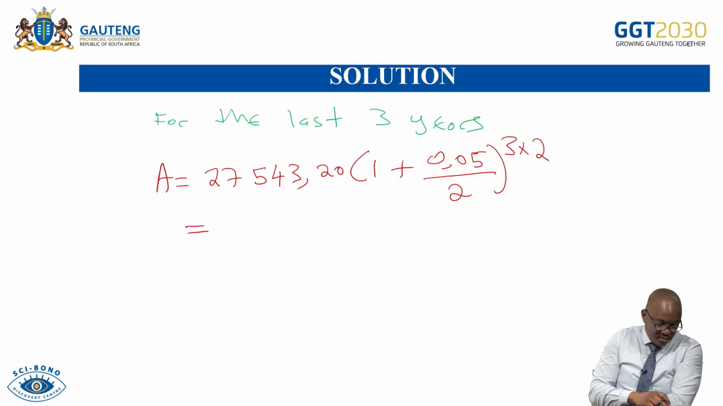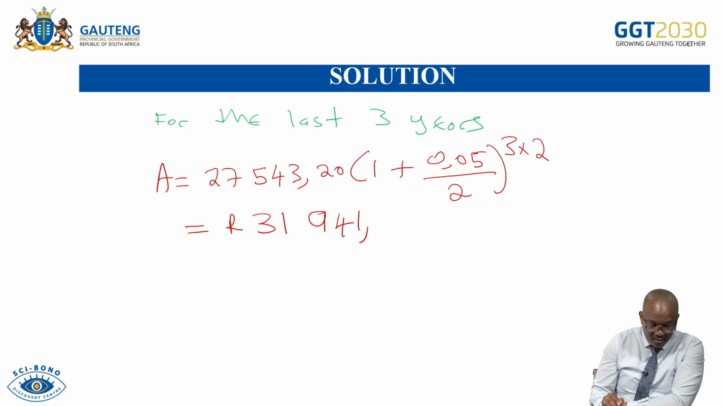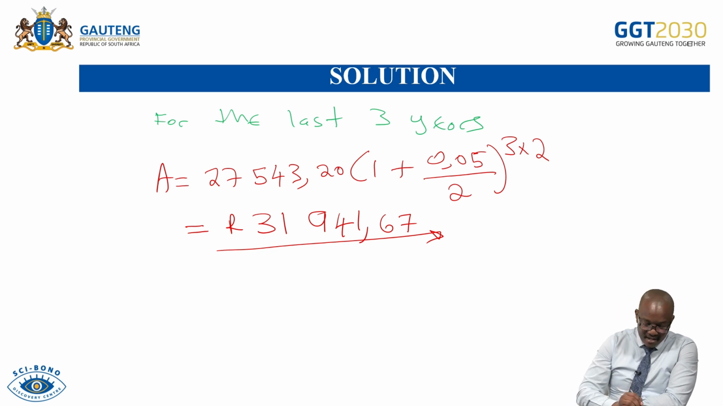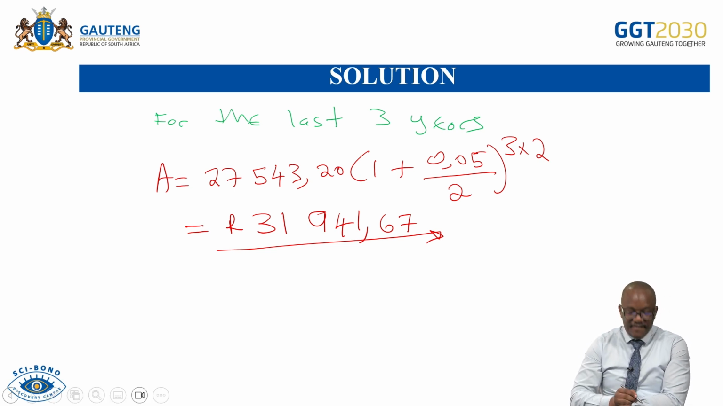So now, as we put that in your calculator to check, the interest is 5%, which is 0.05. Then, what are we going to have there? We are going to have the amount of 31,941.67. Correct? That is the amount that Samuel will have at the end of 5 years.